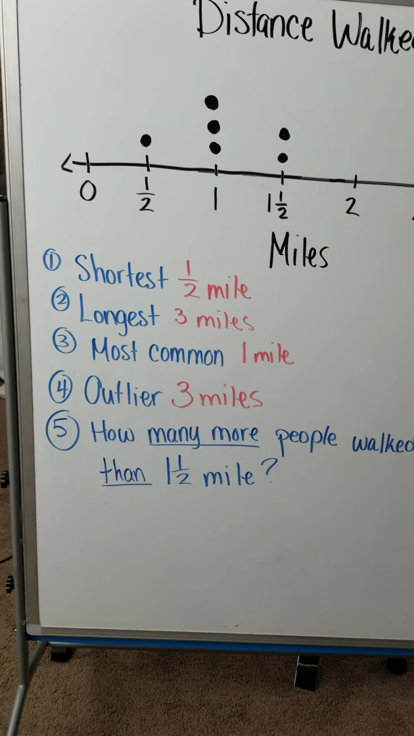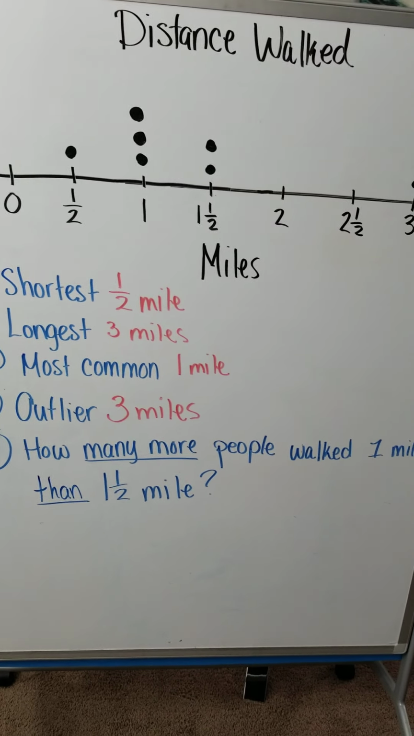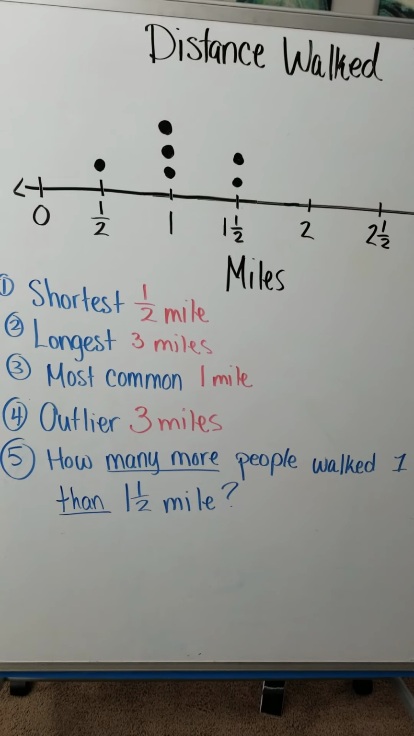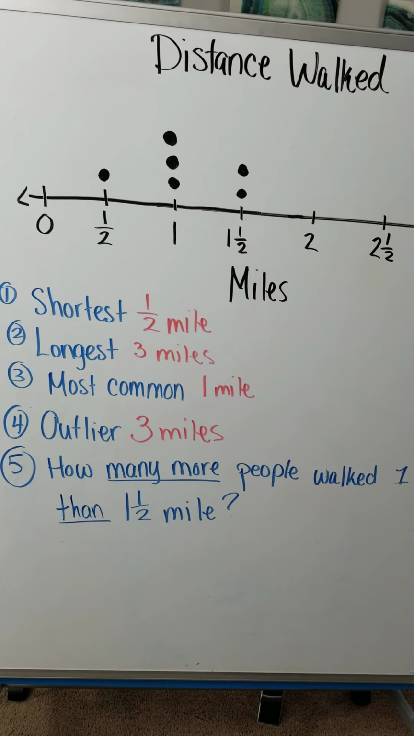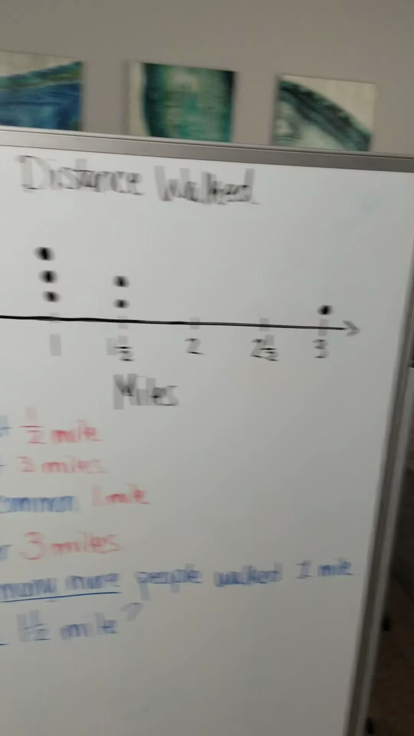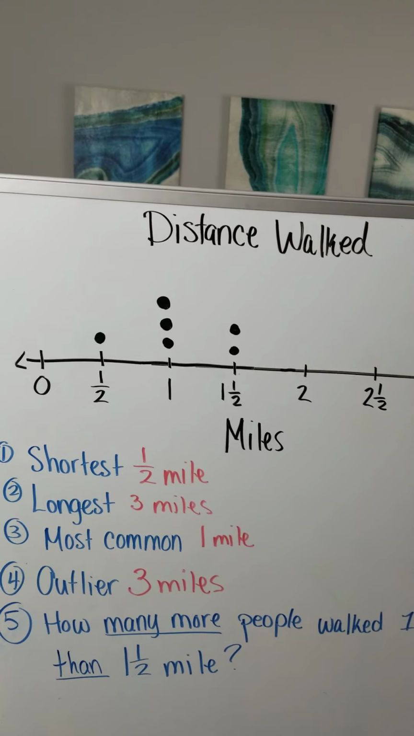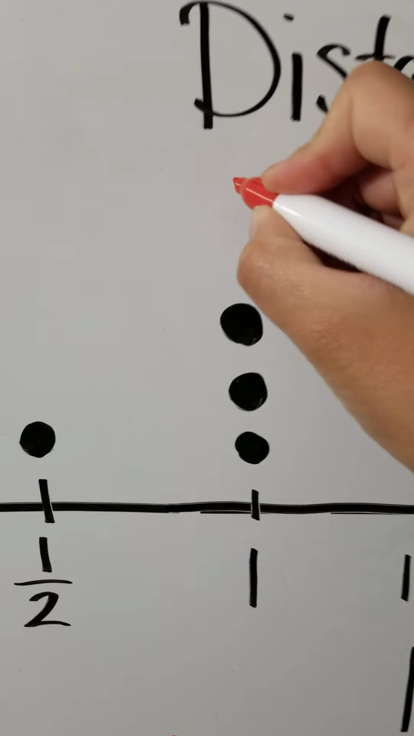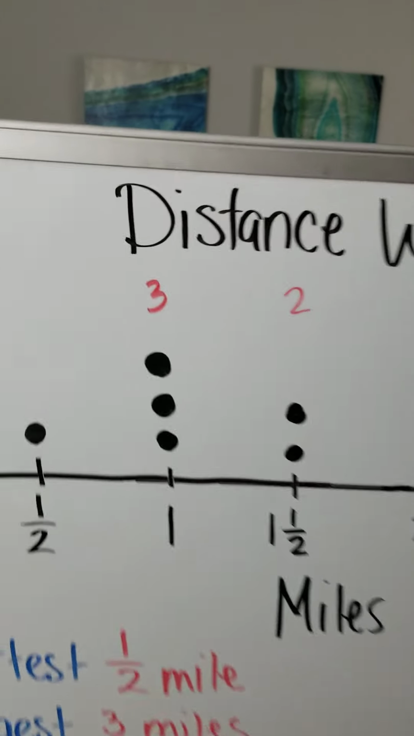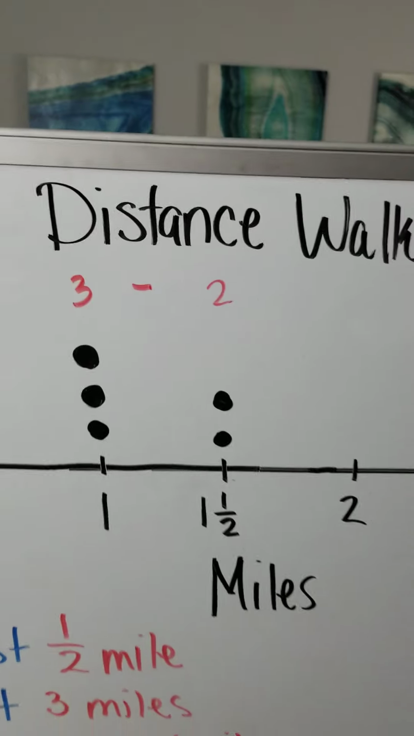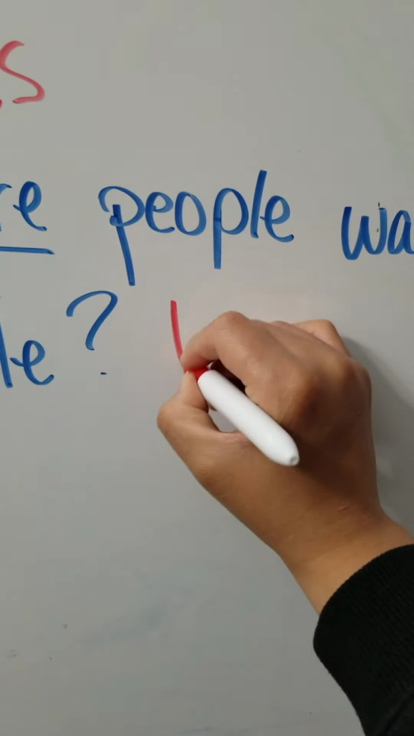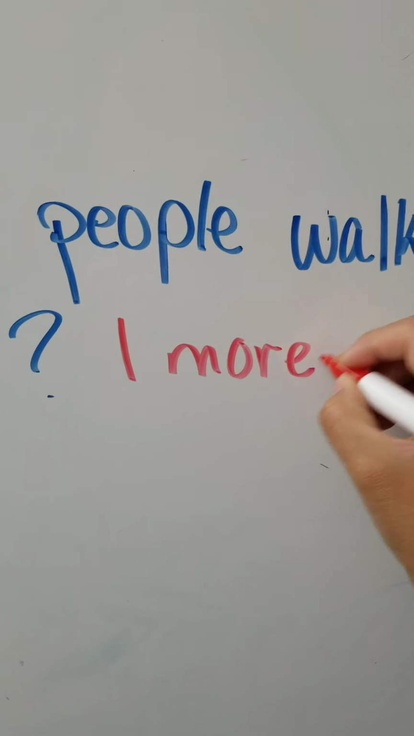Then the fifth thing we're going to look at. How many more people walked 1 mile than 1 and 1/2 mile? How many more then means we are going to subtract. So if I look back up here, I'm looking for 1 mile and 1 and 1/2 mile. So I have 3 data points here, and I have 2 here. So I'm going to subtract. 3 minus 2 equals 1. So my answer would be 1 more person.